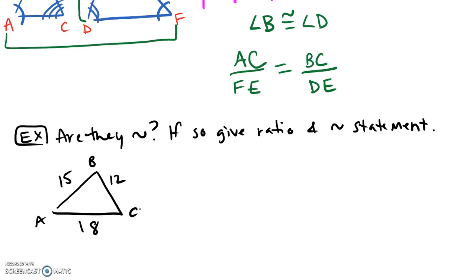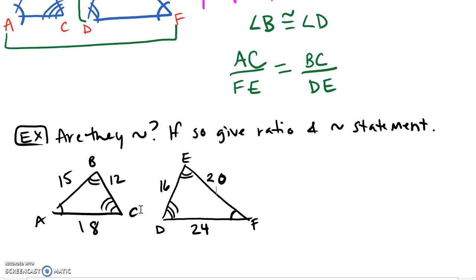For it to be similar, first of all the angles have to match up. I need to be able to match up the angles. So I have one angle there that matches up there. I have an angle here that matches up. And I have an angle here that matches up. So angles check. I also have to show that the corresponding side lengths are proportional. So I need to set up ratios for things that go together.